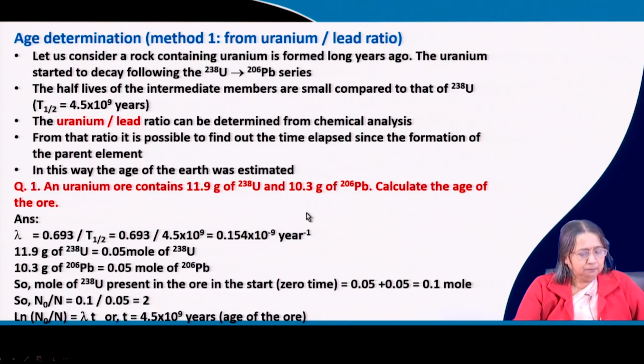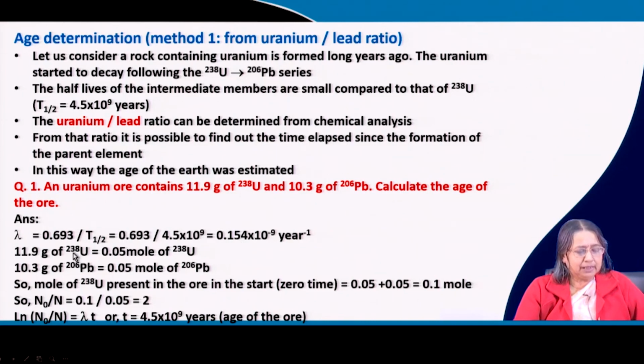Now, this is the formula that is required to know T, the time that has elapsed. To know this we have to know lambda and N0, and N is already given, how much is there at present. N0 we have to know. Lambda is 0.693 by T half, which is given, so we can easily find out lambda.